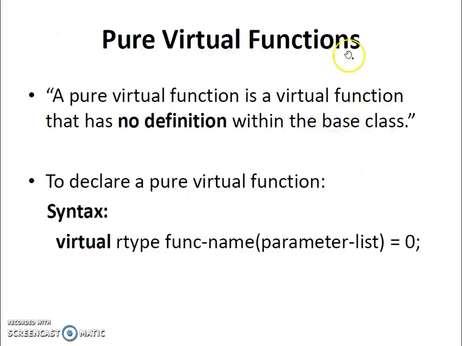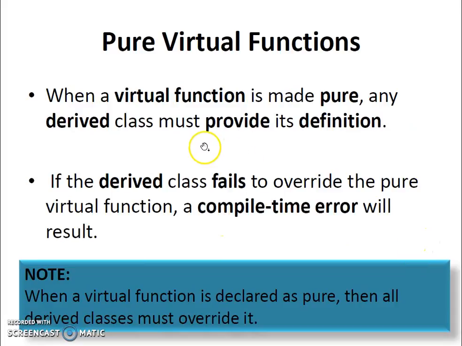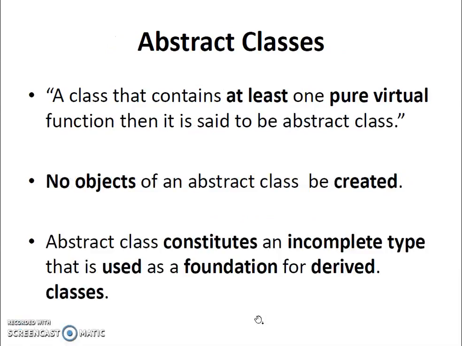Next, pure virtual functions. A pure virtual function is a virtual function that has no definition within the base class. To declare a pure virtual function, write virtual, the return type, the function name and the parameter list, and then equals 0. When a virtual function is made pure, any derived class must provide its own definition. If the derived class fails to override the pure virtual function, a compile time error will result. Note: when a virtual function is declared as pure, all the derived classes must override it.